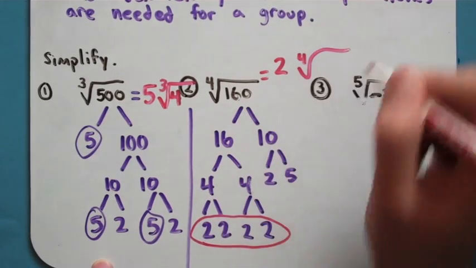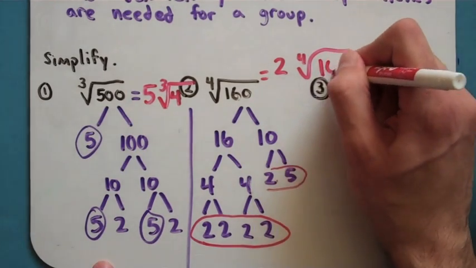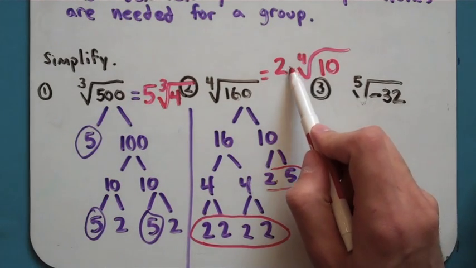And then I still have a 2 and a 5 left over. They didn't have enough numbers to group up with. So 2 times 5 is going to make a 10. 10 stays inside. Your answer is 2 times the 4th root of 10.